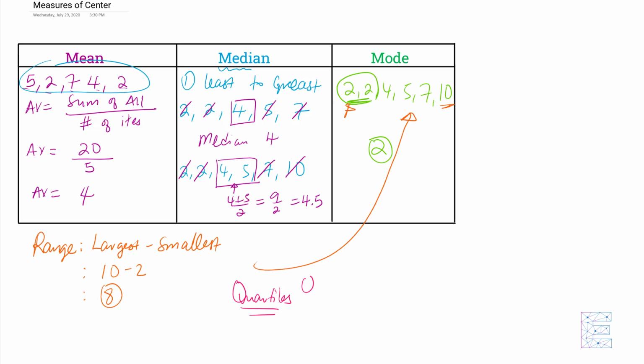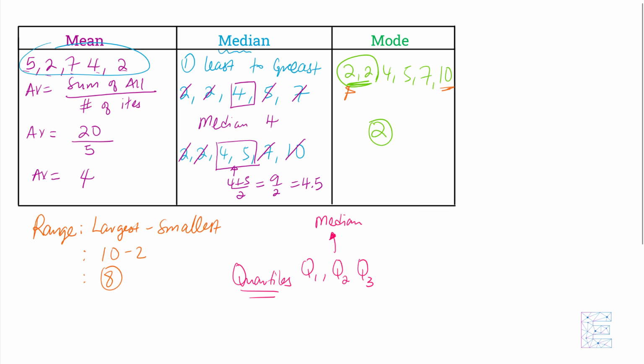And one final thing is quartiles. There are 3 quartiles. There's Q1, quartile 1, quartile 2, and quartile 3. One thing that I didn't mention is that median is actually quartile 2. And I will explain what that is. Let's go back to that data.